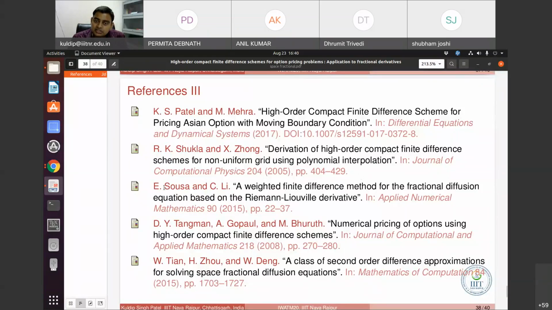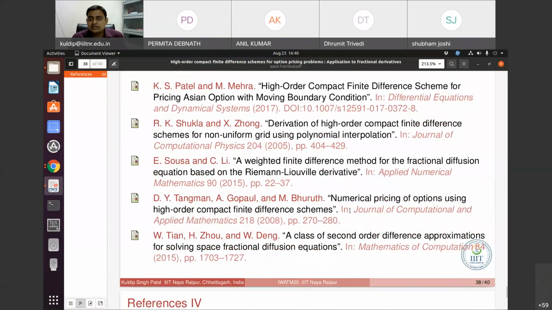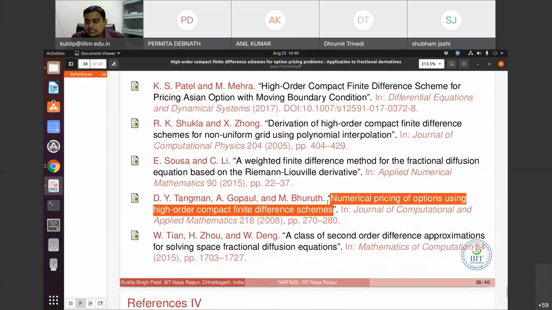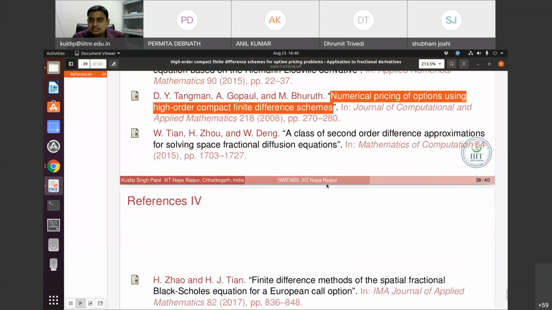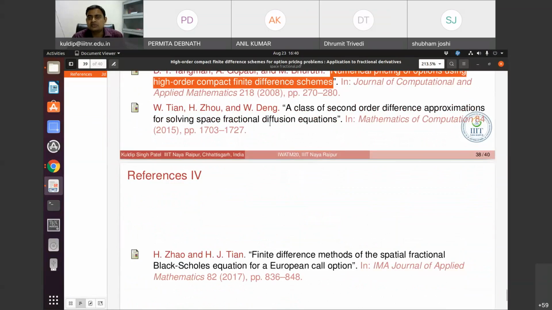Then by Shosha and Lee, as I have explained, they worked on the finite difference method for Riemann-Liouville fractional derivatives. These people from the University of Mauritius, Professor Tangman, Professor Gopaul, and Professor Bhuruth, also work on compact finite difference schemes for option pricing, but they work on the truncation error approach. They don't work on the Hermitian approach. And then this is a class of second order space fractional differential equations and all that.